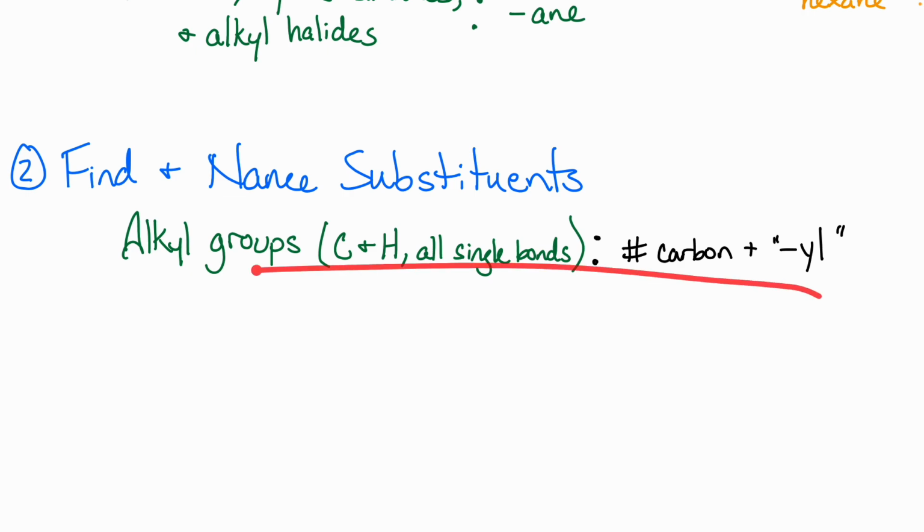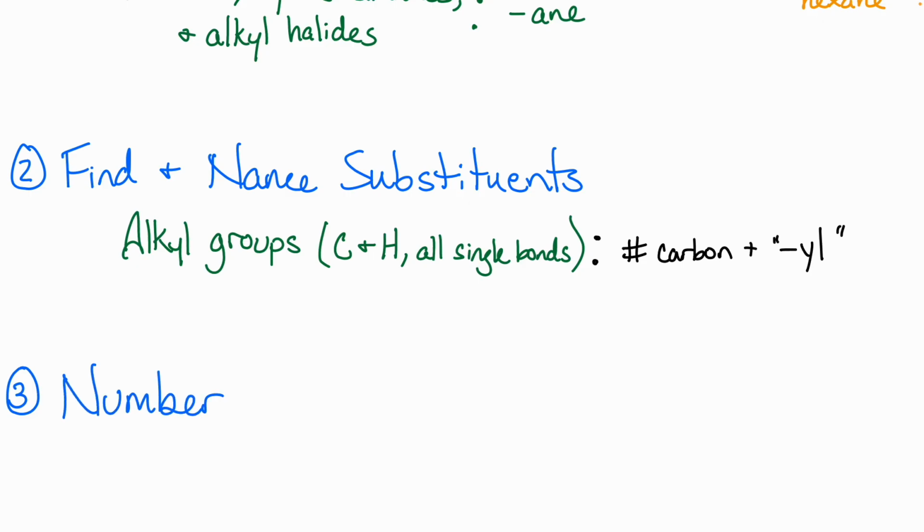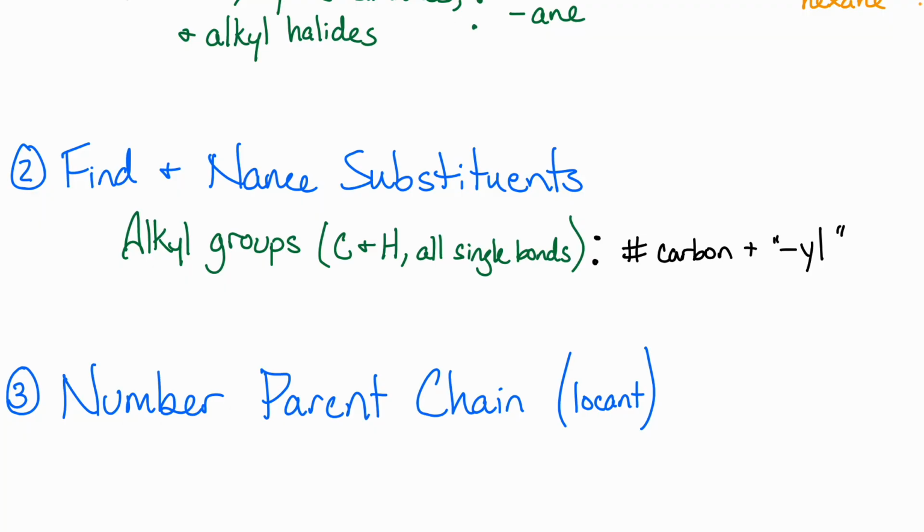Again, I'm going to leave a little bit of room to talk about alkyl halides. Move on to step 3 here, which is to number your parent chain. All right, we call those numbers the locants in organic chemistry.